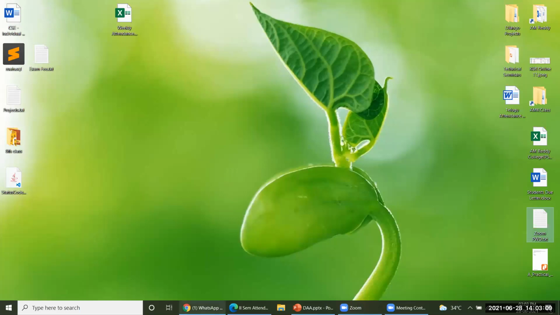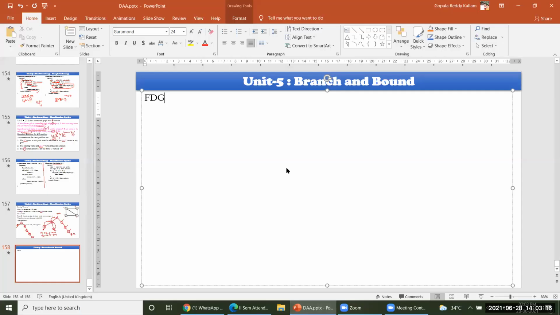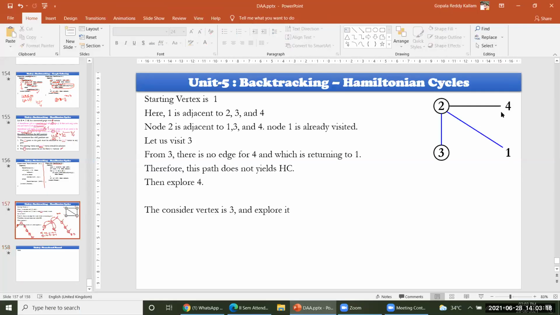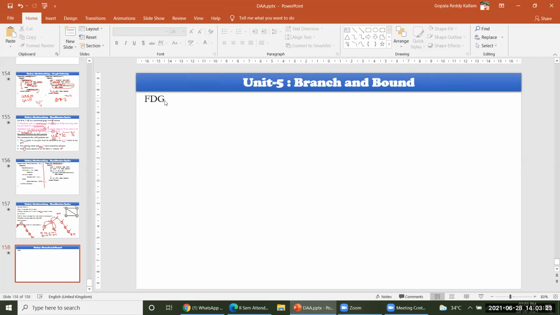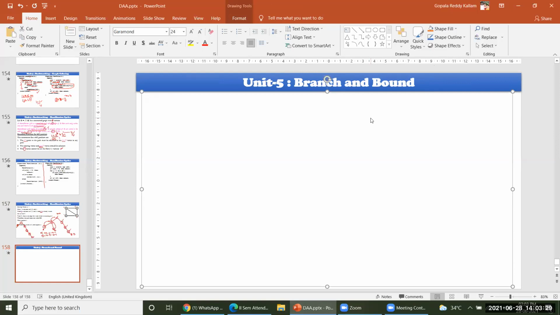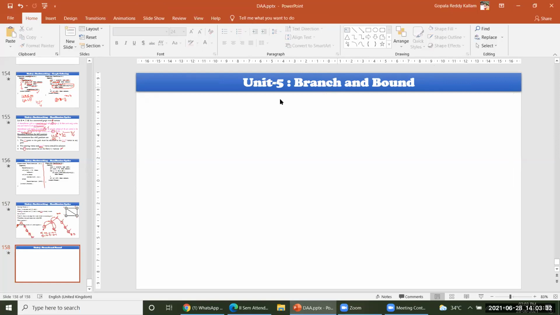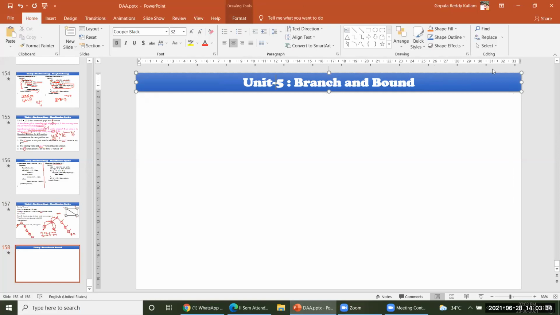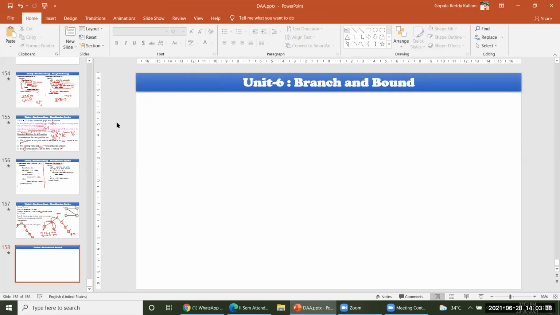As far as the previous discussions are concerned, we have completed this Unit 5 successfully. And today I'd like to take up branch and bound. How is branch and bound done here? What is the importance of this particular branch and bound? Just the introduction will be taken by me today. Tomorrow we shall go ahead and explain the first problem of branch and bound.